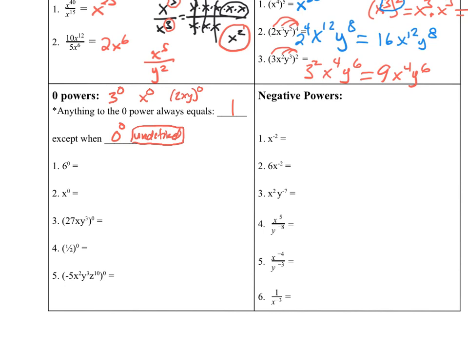So number 1, 6 to the 0. Guess what? It's 1. x to the 0, guess what? It's 1. 27xy to the third to the 0 power is 1. Now this is really tricky. 1/2 to the 0 is 1. And negative 5x to the second, y to the third, z to the 10th, all of that to the 0 power is 1. Okay?